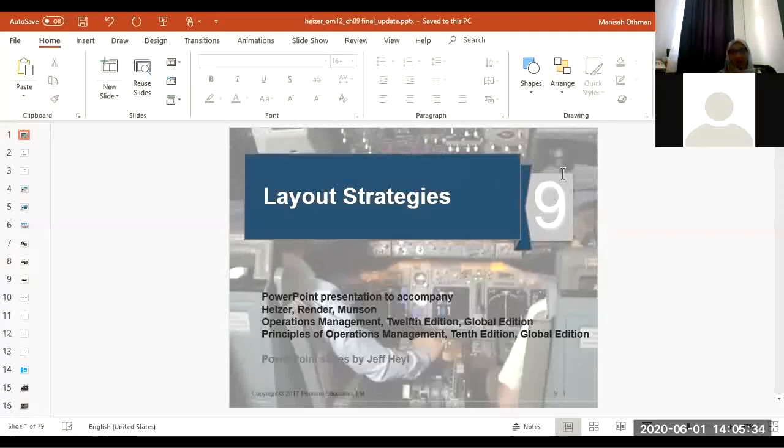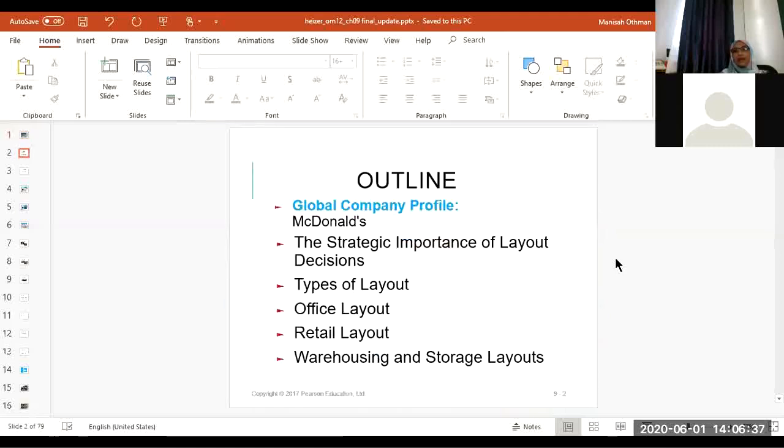Okay, so this is chapter 9, our layout strategy. So where do you see the location? Location strategy is where the facility location is, the physical location. Layout is the inside of the company, right? So this is the outline for this chapter.